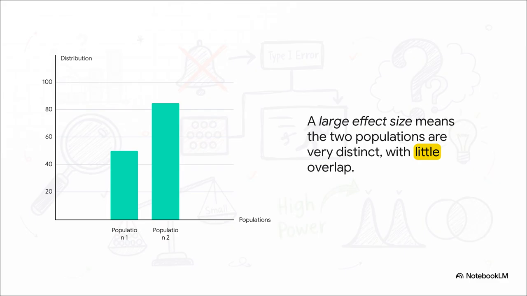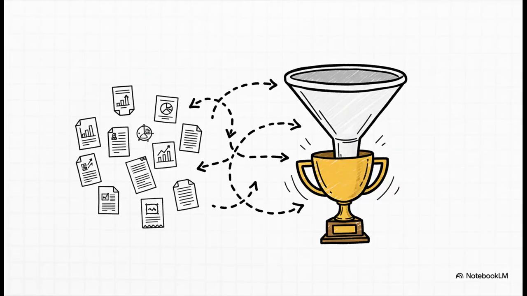You can look at these two groups and immediately see they are two very different things. This is that clear, strong signal that we're all hoping to find in our research. You know, the real superpower of effect size is that it's like a universal language for research. Because it's standardized, we can do something really cool called a meta-analysis.